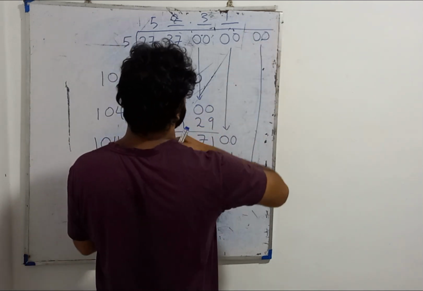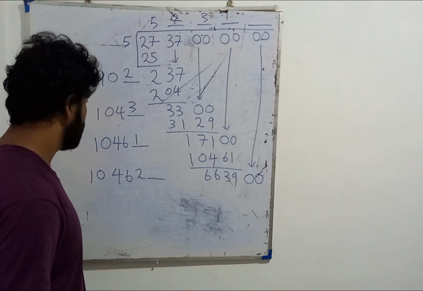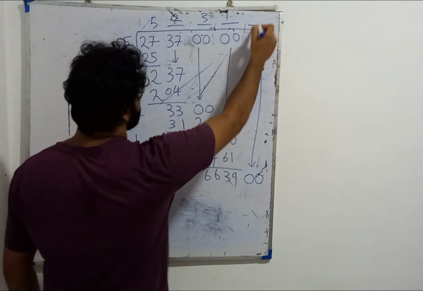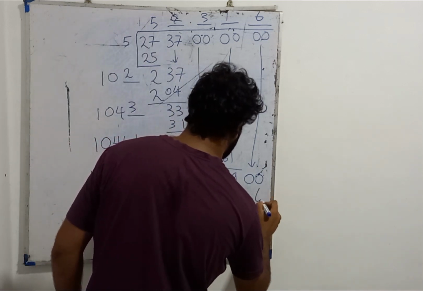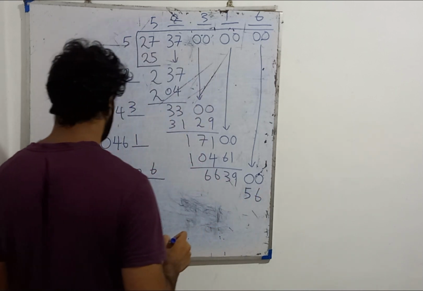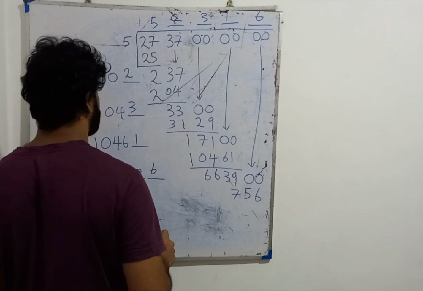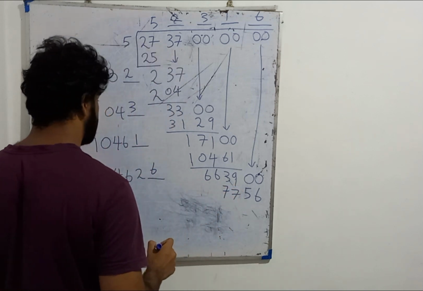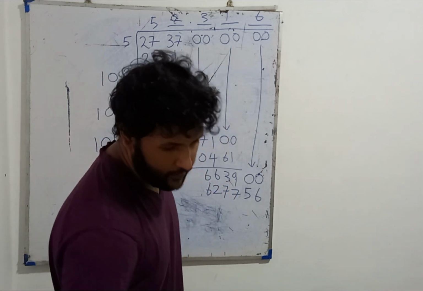Keep space. Okay. Then you can add 6, right? I think you can add 6. 6. 6 into 6. 36, okay. You can add 6, right? You can add 6.